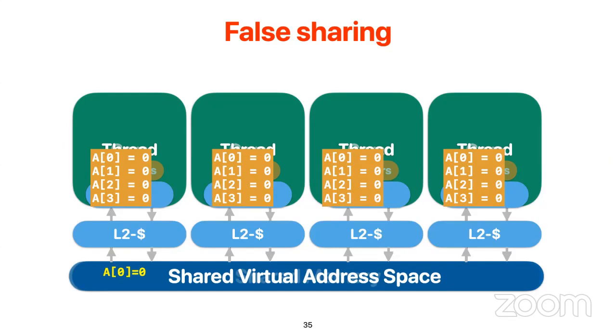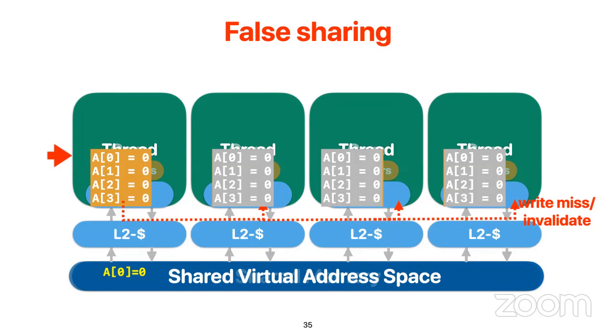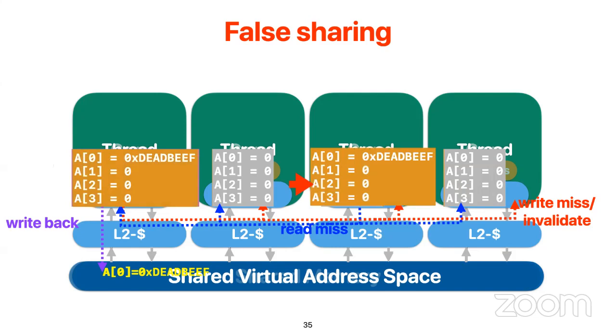And remember that if you finished your assignment one, you should have an idea: every time I have a miss, I am bringing in the whole block. A block contains many consecutive elements. For example, I have an array A, and thread one would like to update an element in this array. Whenever you update A0, you are going to invalidate other people's whole block. So even though thread two is working on array element number one instead of number zero, its A1 will be invalidated as well. This is called false sharing, and this way your performance will be really bad.